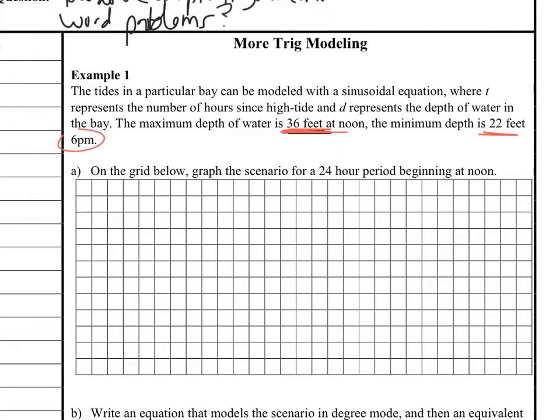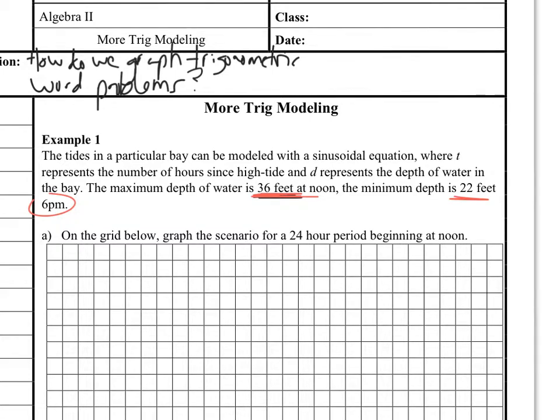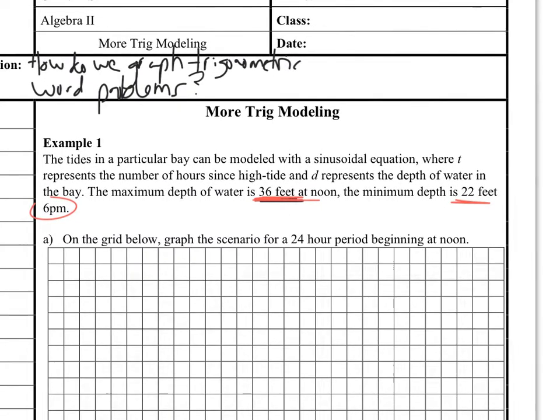On the grid below, graph the scenario for a 24-hour period beginning at 12 noon. Well, we want to have our starter sketch, which I have absolutely zero room for. We always want to start with that. So it's starting at 12 noon. Yep, right there, 12 noon, it is at its maximum, so that's good to know. So let's get our graph going. Starter sketch: it is starting at high tide. It starts at noon, which is the maximum depth.